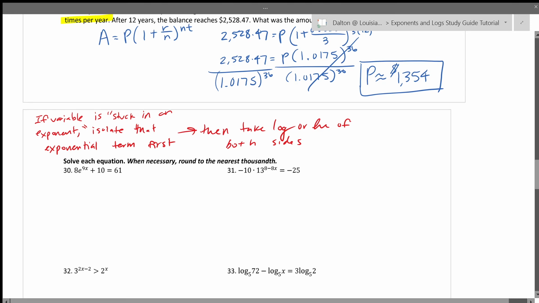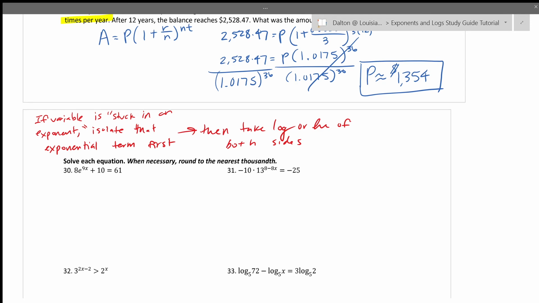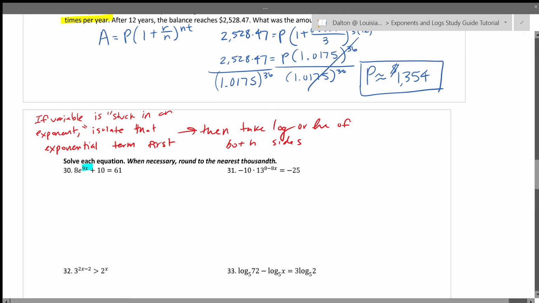Okay, so for instance, for number 30, my exponent has my variable, which is x, it's 9x. So I'm going to say that that exponential term is e to the 9x power. I want to isolate that term first. So I'm just going to use regular inverse operations to get that term by itself. 8e to the 9x power equals 51. Divide both sides by 8, and I'm left with e to the 9x power is equal to 6.375. So I've successfully isolated my exponential term.